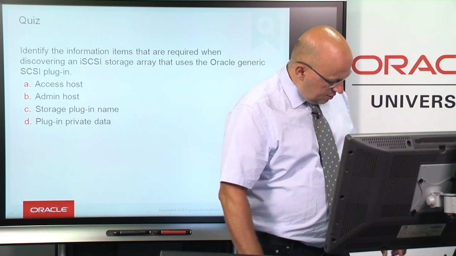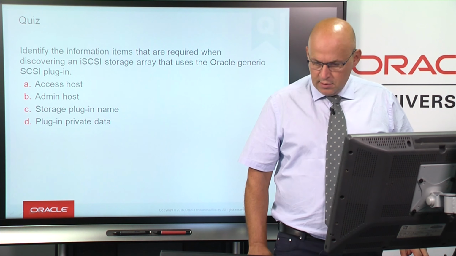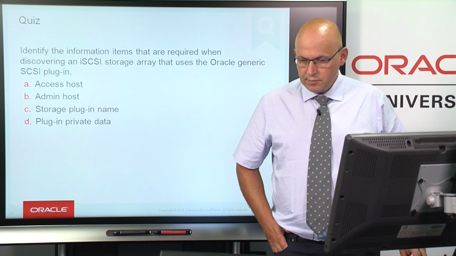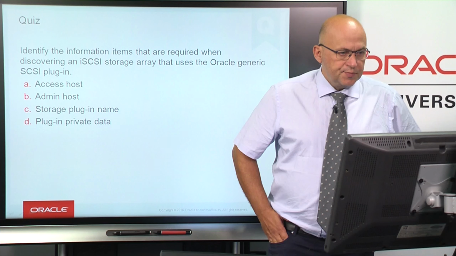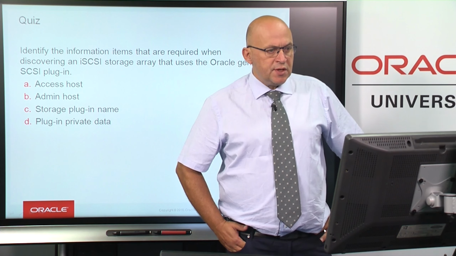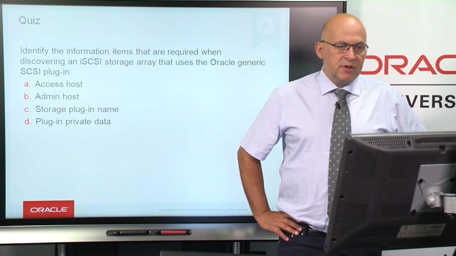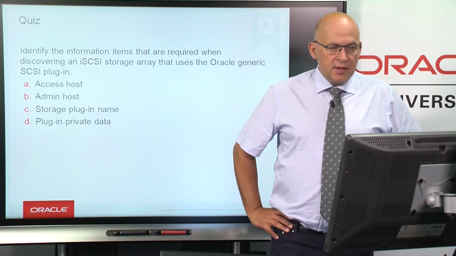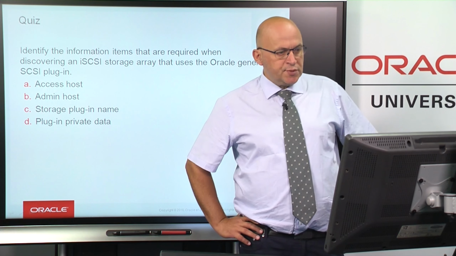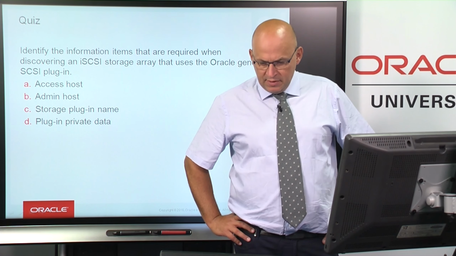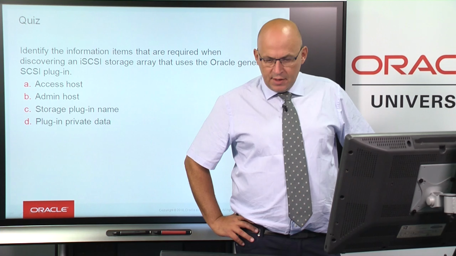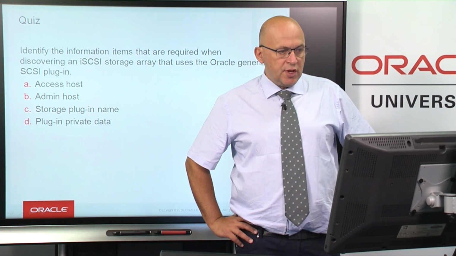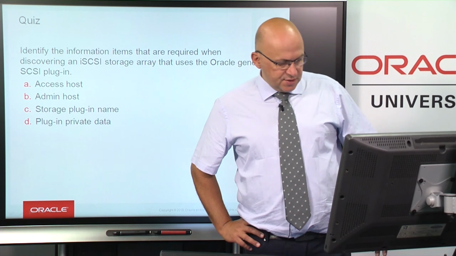So we have here just the last part, which is just a quiz. Identify the information items that are required. We're discovering a SCSI storage array that uses the Oracle generic SCSI plugin: access host, admin host, storage plugin name, plugin private data. So the necessary information is the access host and the storage plugin name for the SCSI storage.